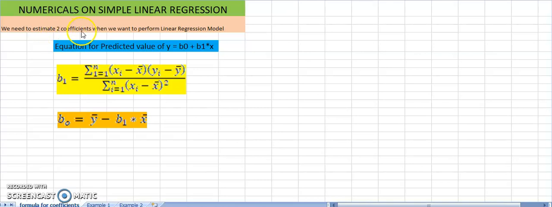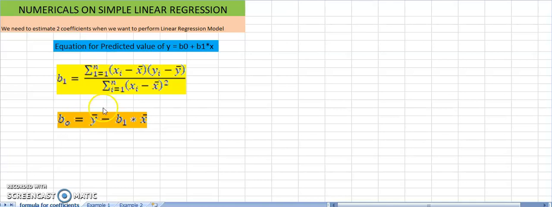So we need to estimate two coefficients, that is b0 and b1, for getting a model that's nothing but the linear regression model. Okay, and also we have seen the formulas for b1 and b0. Please try to understand the formulas. We have already explained it.